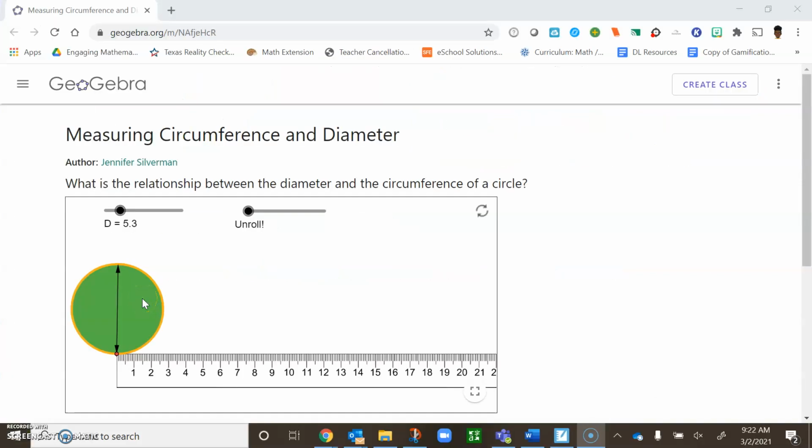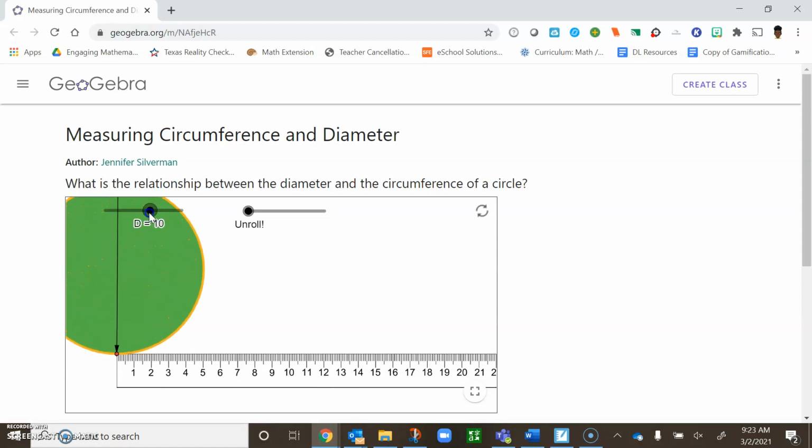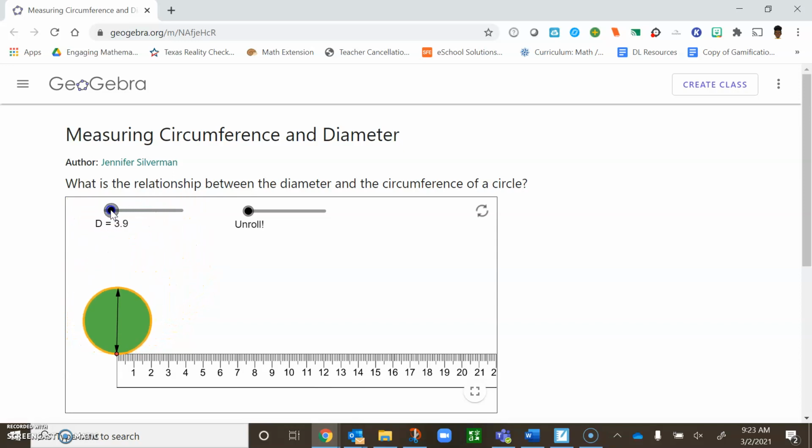So while working on your activity today, you will be able to measure out the diameter and the circumference of multiple circles. And you can make different circle sizes by moving your diameter. So the smaller your diameter is, the smaller your circle. Okay? The larger your diameter is, the larger your circle. Okay? That's how you find your diameter.